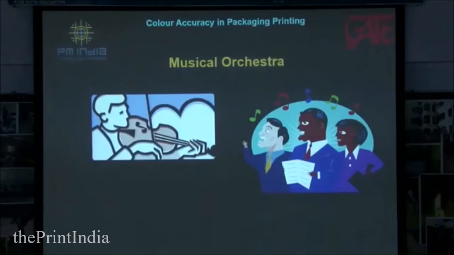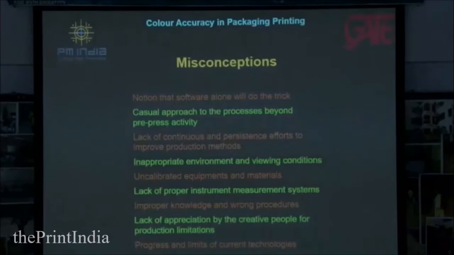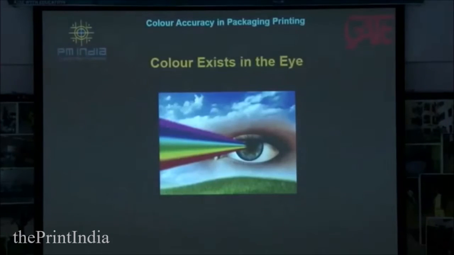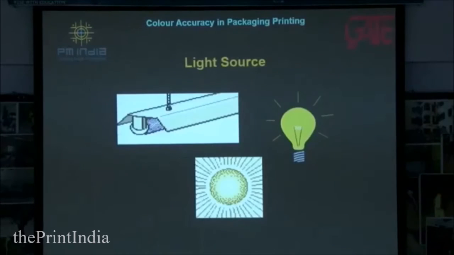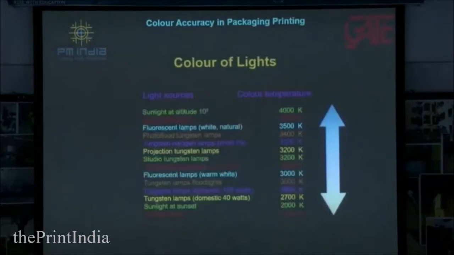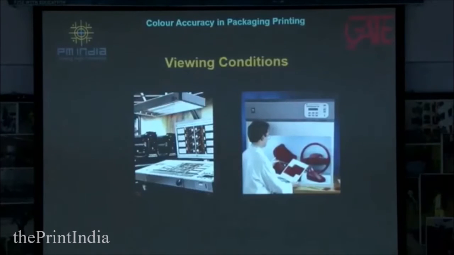Printing process is like a musical orchestra. If all the departments work in cooperation, the final result is good. It's like music. In music, even if a single person is out of tune, the music is spoiled. The same thing happens in printing. So this we had seen before, so I will skip this. Color exists only in the eye. This also we had seen last time. Light source is important. Viewing conditions. So you need a control light.